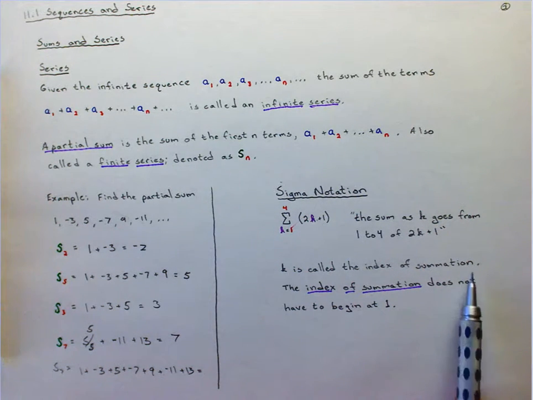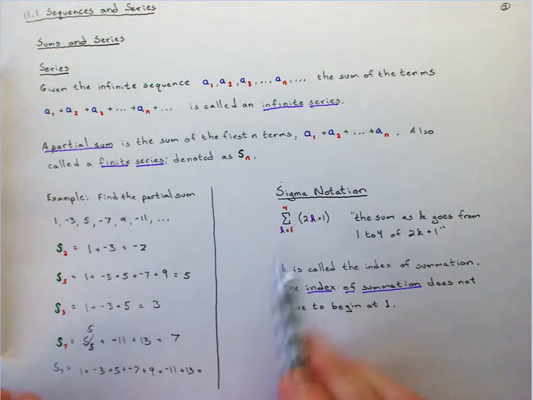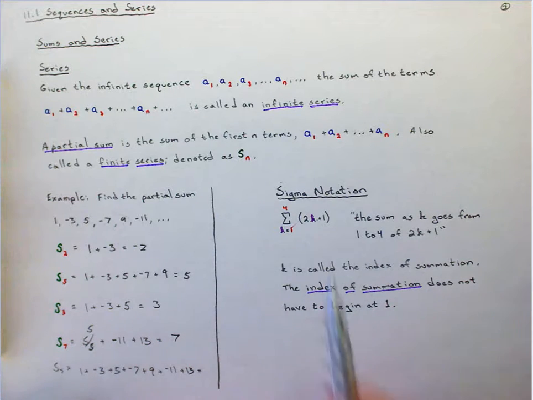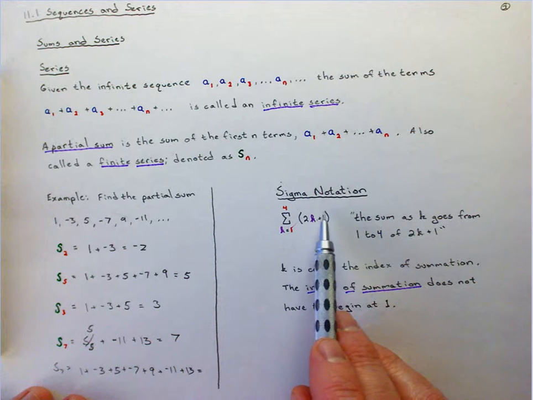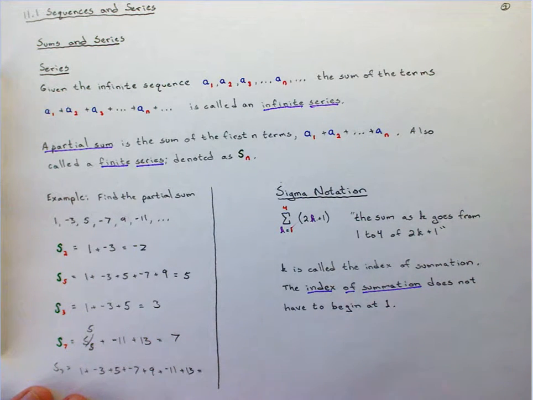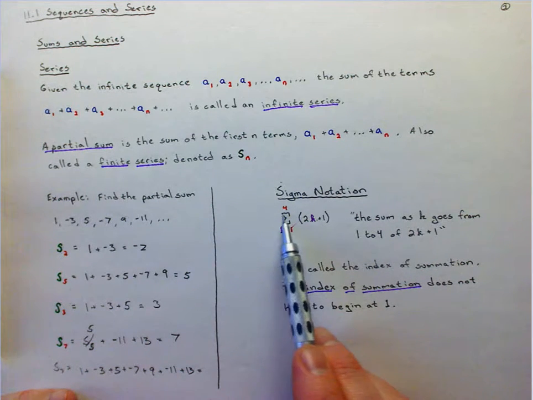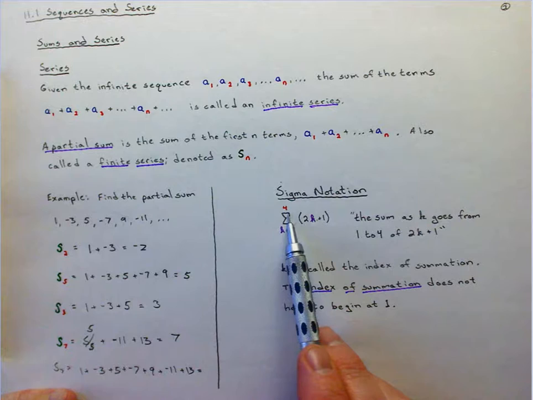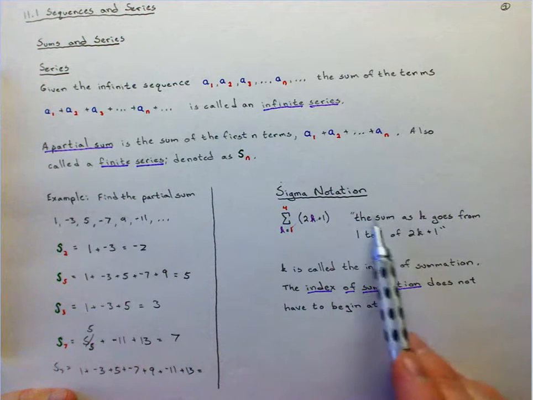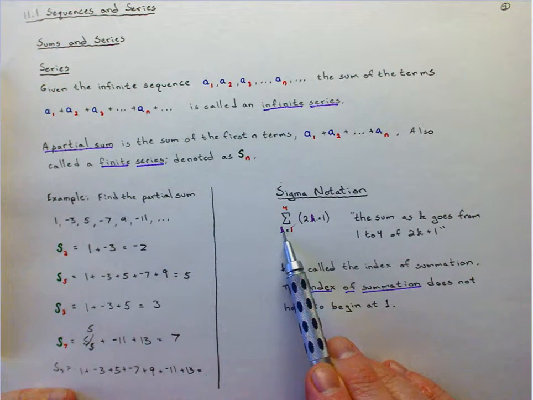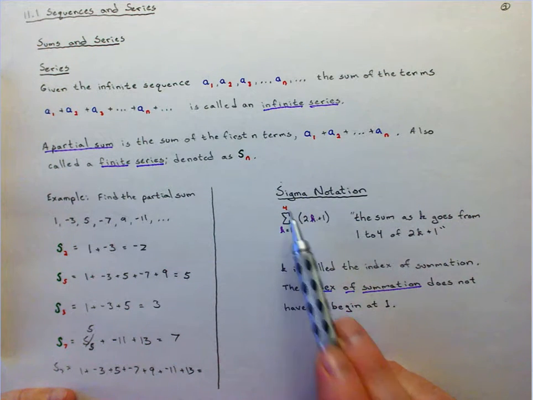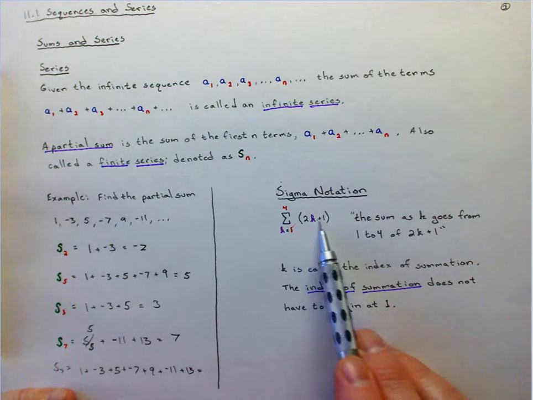K is called the index of summation, and the index of summation does not have to begin at 1. We could have said k equals 4 and take it to 8. But it gives us a means by which we can articulate mathematically where we want the sum. So again, sigma notation means sum, to add together. The sum as k goes from 1, that's where we're starting, k equals 1, to 4 of 2k plus 1.